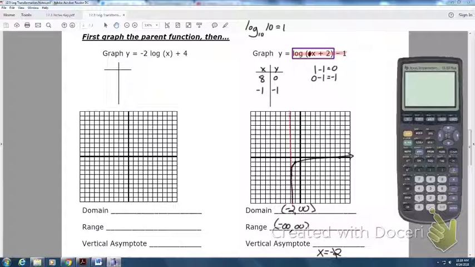I do not know. You should send a nasty email to Texas Instruments and complain. I ordered a new calculator.